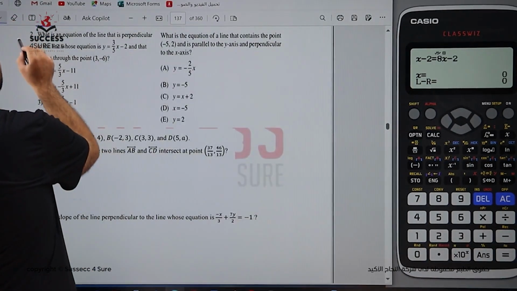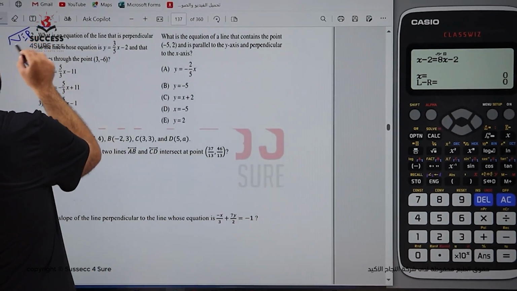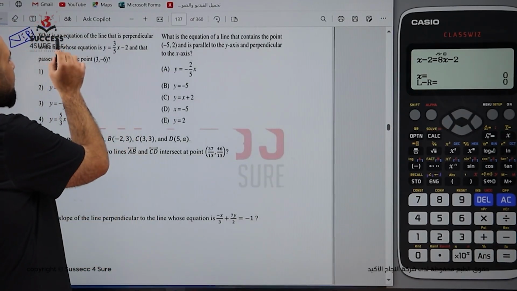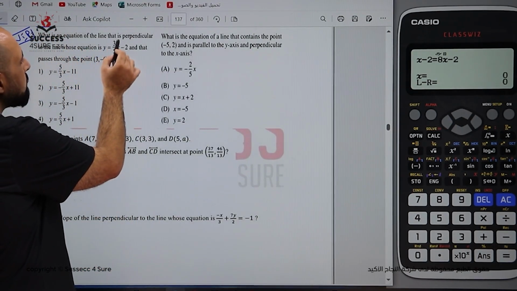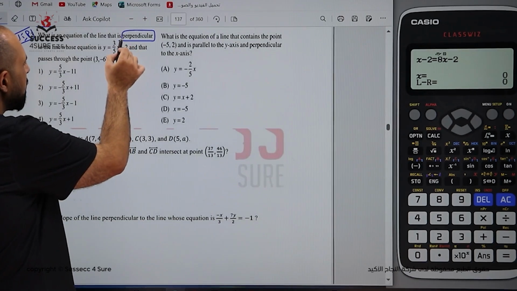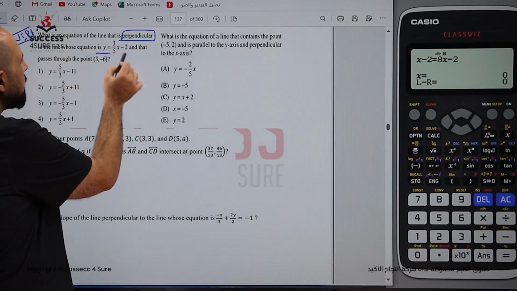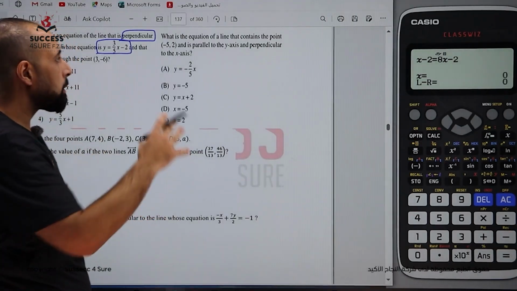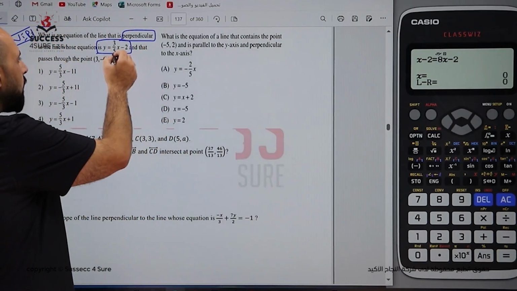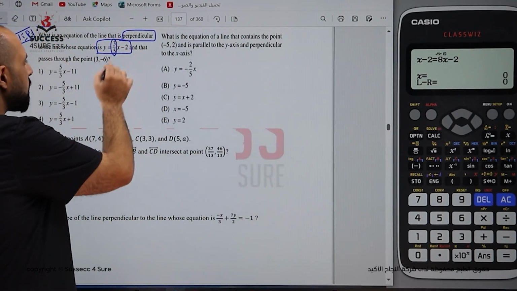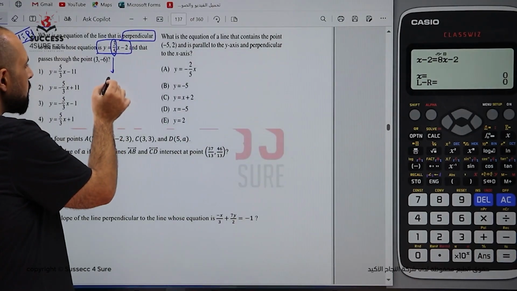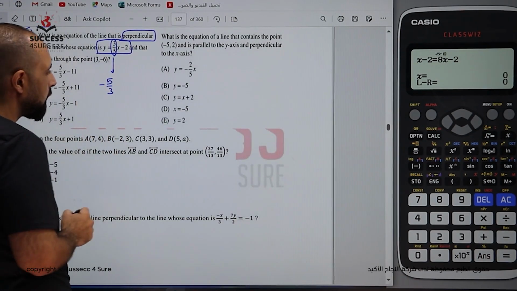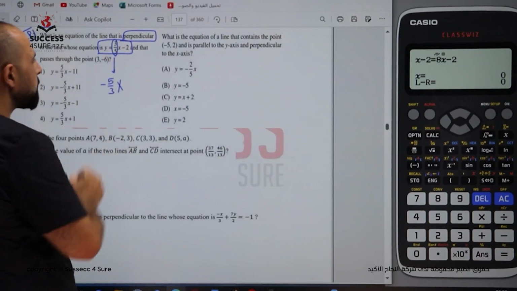That's a very important question. VIP question, because it's always repeated. It asks, what is the equation of a line that is perpendicular to the line whose equation is given? So the first thing, we can find the slope of the perpendicular line, because we have the given slope. Now flip the slope, it becomes 5 over 3, and switch the sign. Now that's the slope for the perpendicular.